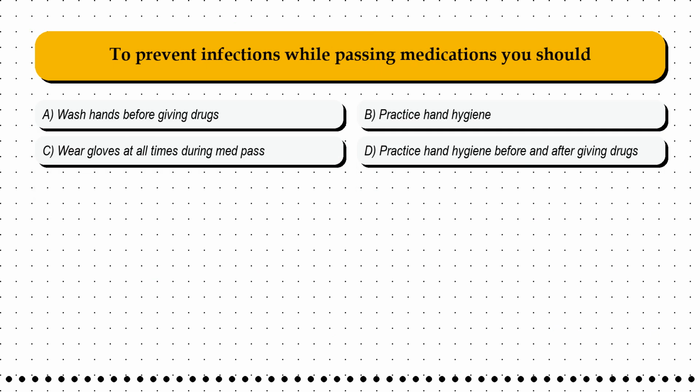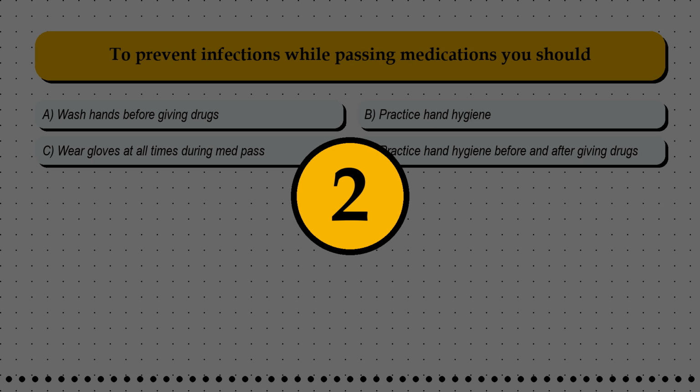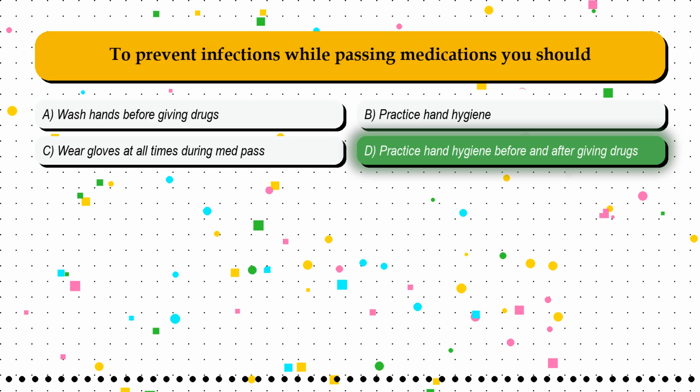Question 224. To prevent infections while passing medications you should: Option A, wash hands before giving drugs. Option B, practice hand hygiene. Option C, wear gloves at all times during med pass. Option D, practice hand hygiene before and after giving drugs. The correct answer is option D, practice hand hygiene before and after giving drugs.